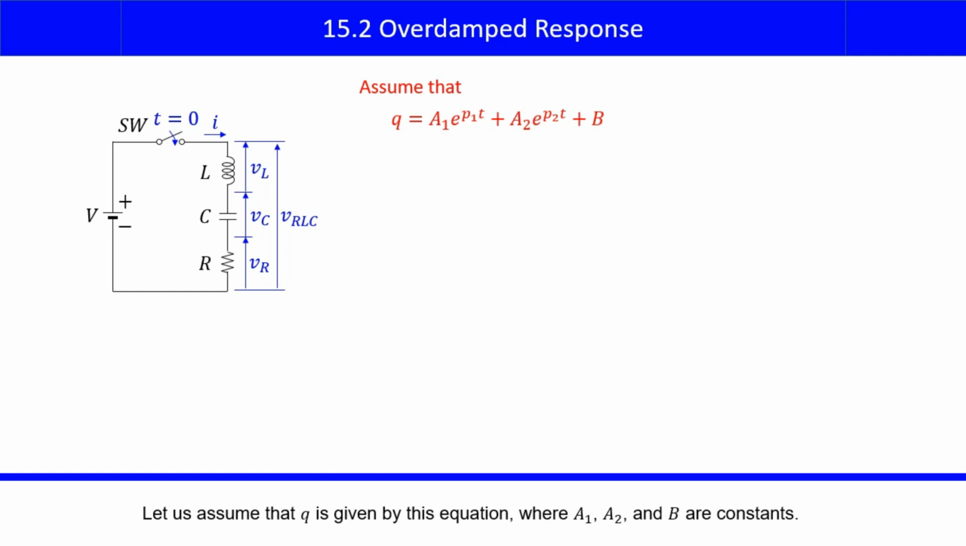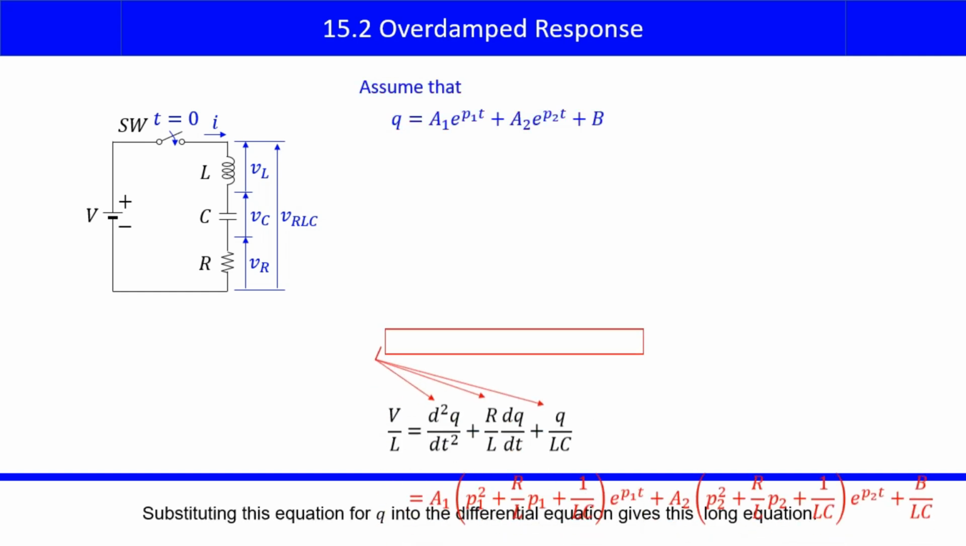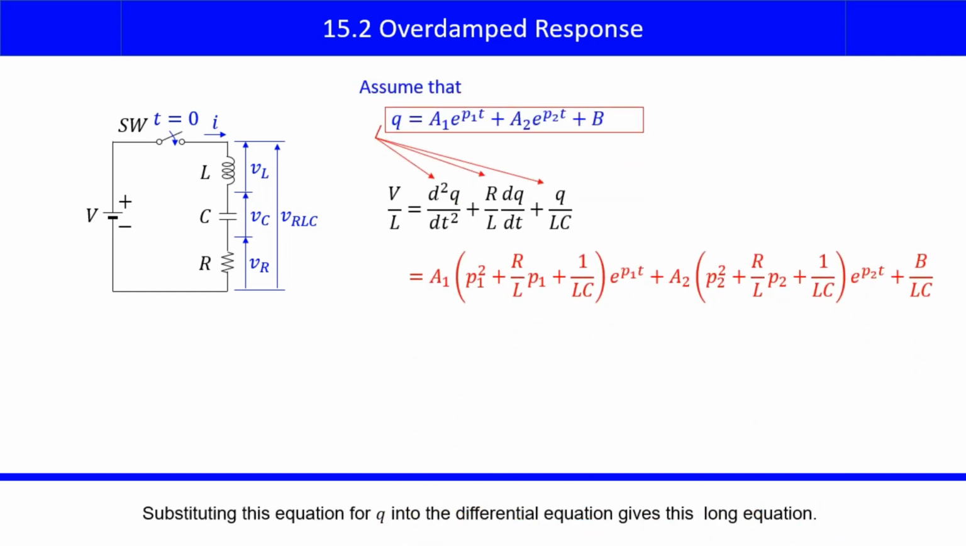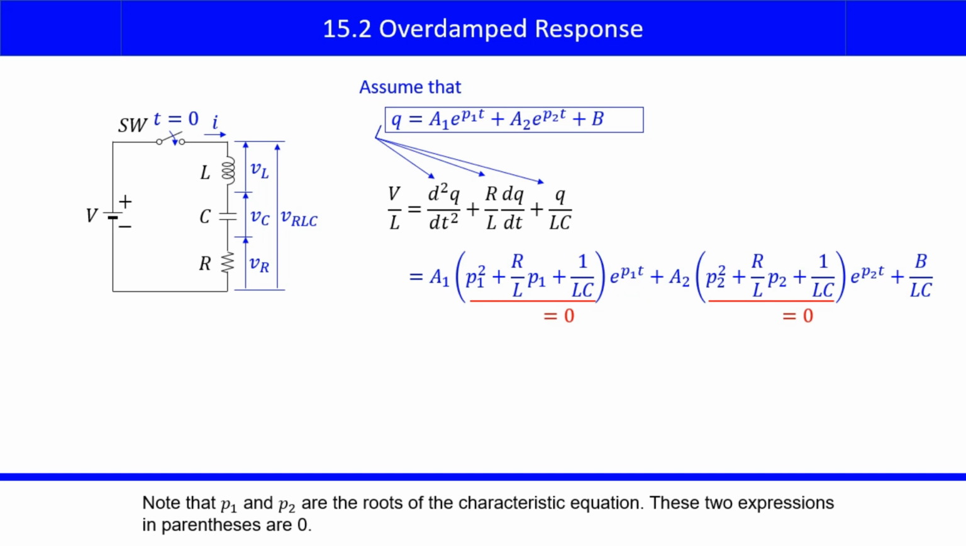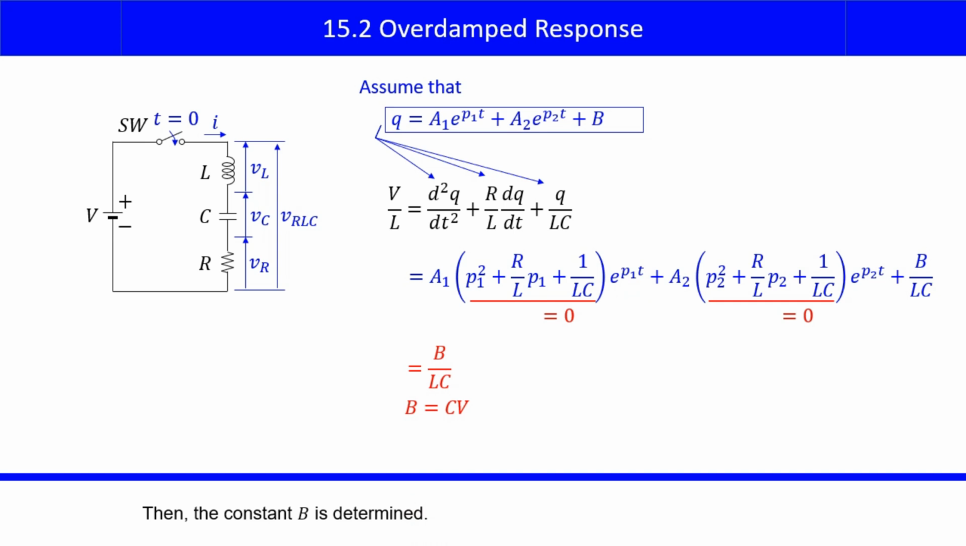Let us assume that Q is given by this equation, where A1, A2, and B are constants. Substituting this equation for Q into the differential equation gives this long equation. Note that P1 and P2 are the roots of the characteristic equation. These two expressions in parentheses are 0. Then, the constant B is determined.